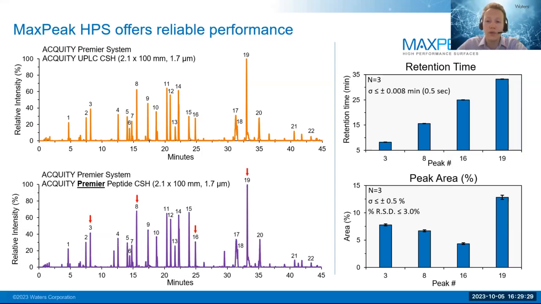Looking at 4 representative peaks indicated by the red arrows, we can see from the bar plots that the MaxPeak Premier column was able to reliably and reproducibly perform the peptide mapping assay, demonstrated by the low standard deviation in retention time and peak area for the 4 peaks that we chose.